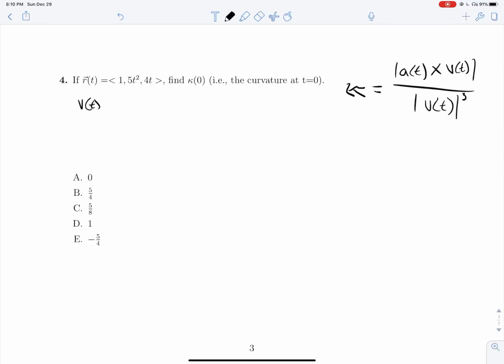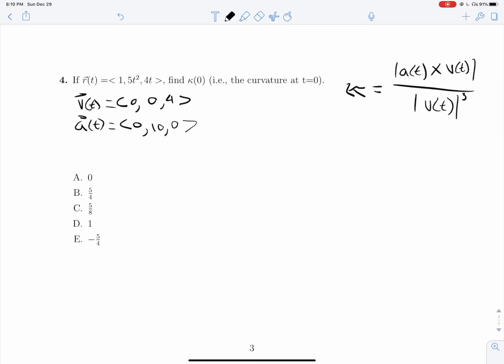V of t is going to be just our derivative with respect to t of each of these components, which is 0, 10t, 4. And a of t is going to be 0, 10, 0. We also see that we're dealing with the curvature at 0, so we can replace this 10t with just 0 because we'll have 10 times 0 in here.